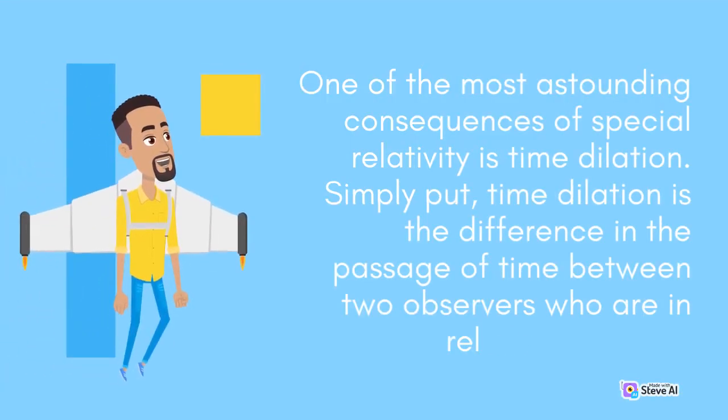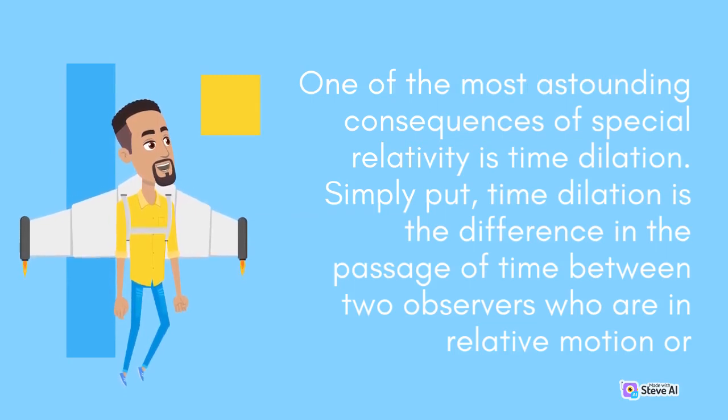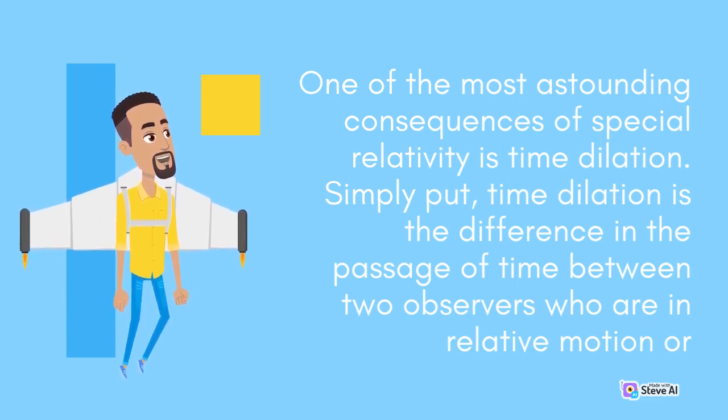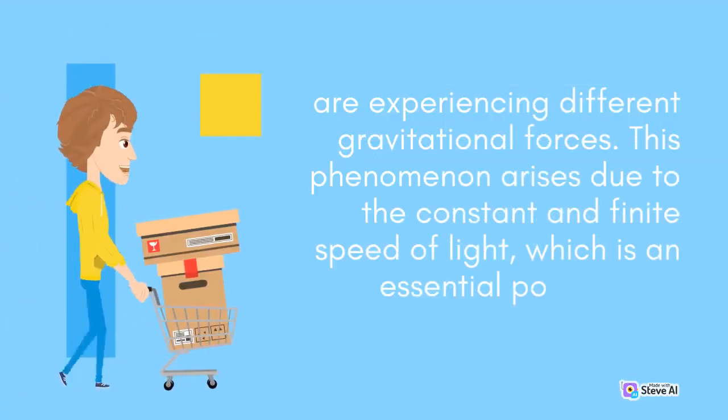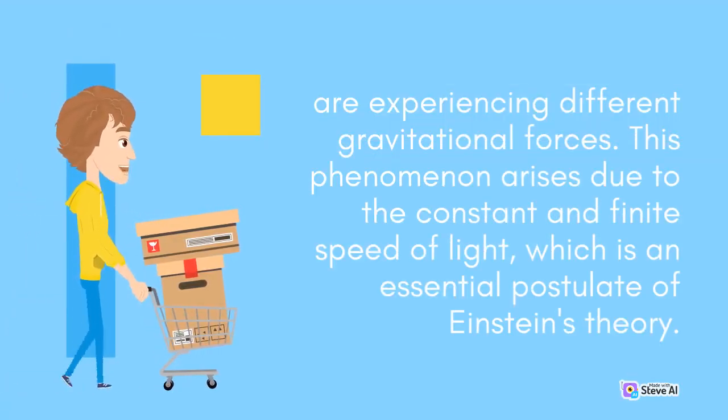One of the most astounding consequences of special relativity is time dilation. Simply put, time dilation is the difference in the passage of time between two observers who are in relative motion or are experiencing different gravitational forces. This phenomenon arises due to the constant and finite speed of light, which is an essential postulate of Einstein's theory.